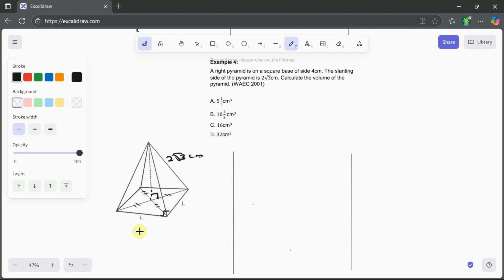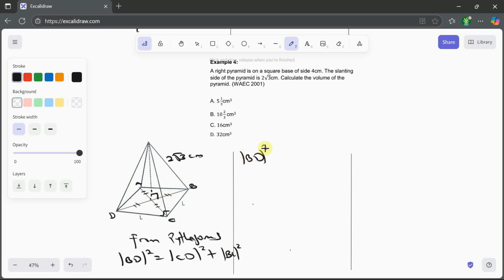So let's take one at a time. Let's first find this length. So if this is A, this is B, this is C, this is D, right? So I could say, from Pythagoras, BD all squared is equal to CD all squared plus BC all squared, right? So BD squared is equal to, what is CD? CD is L. Our L is 4 centimeters.